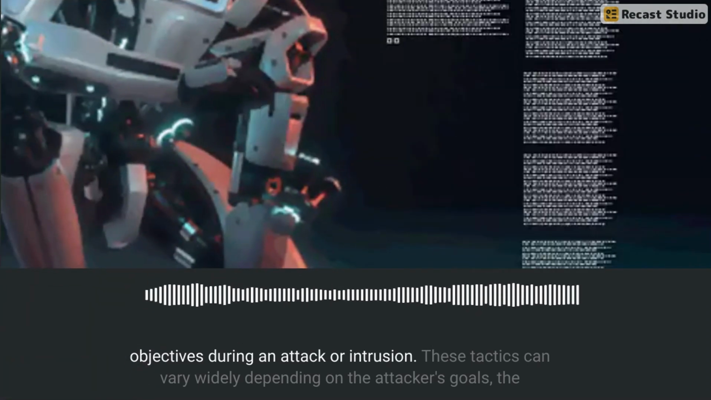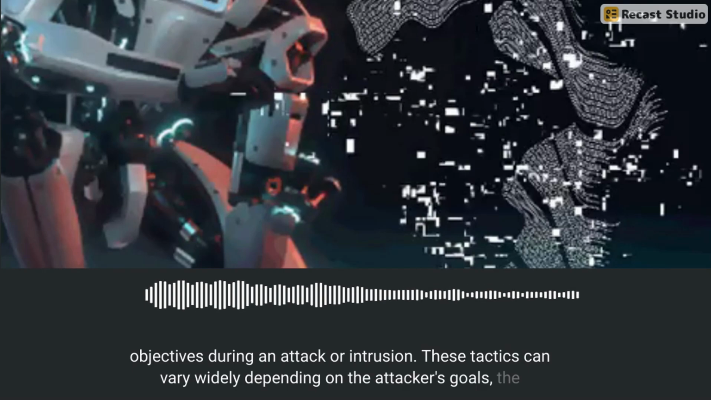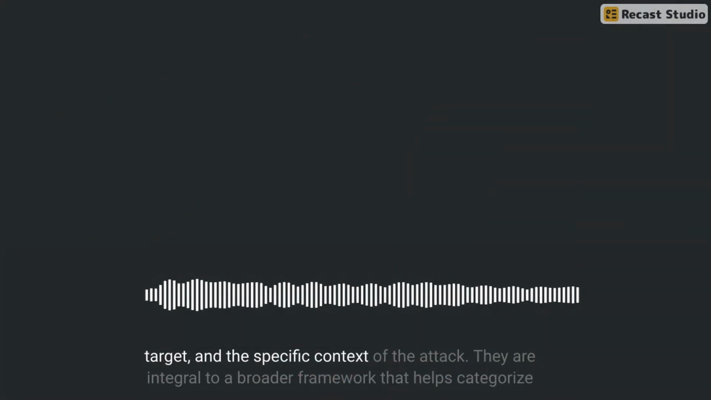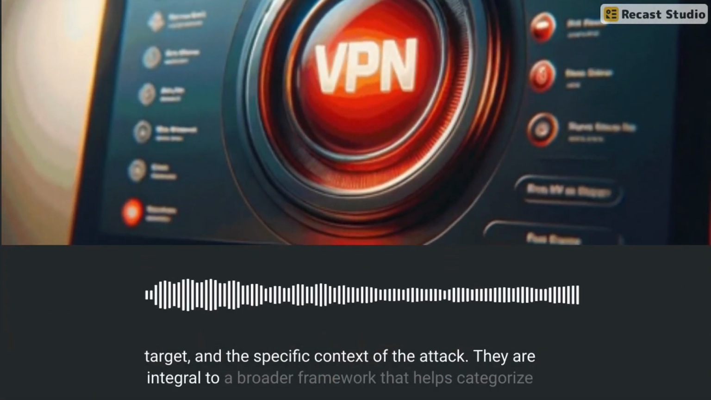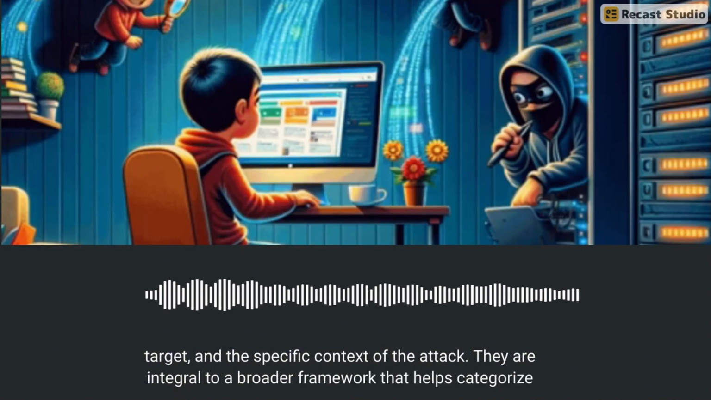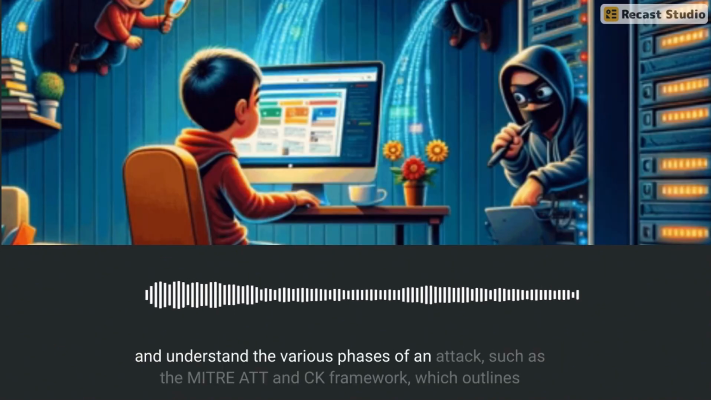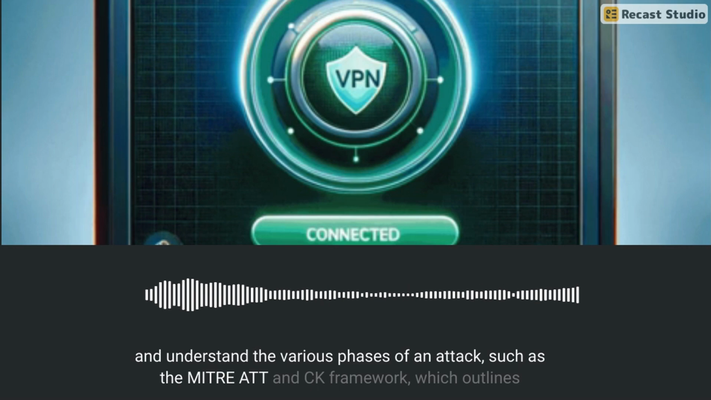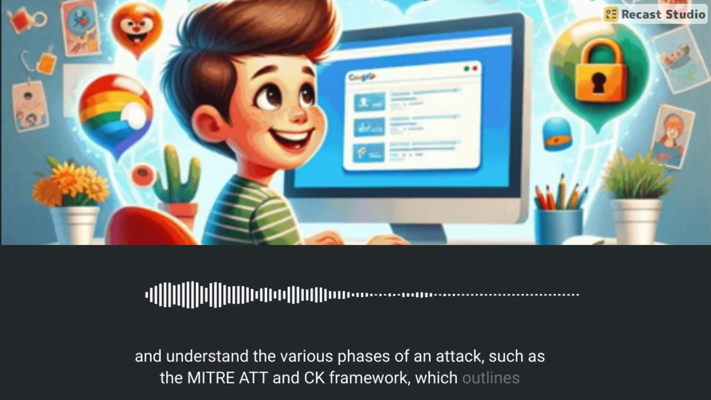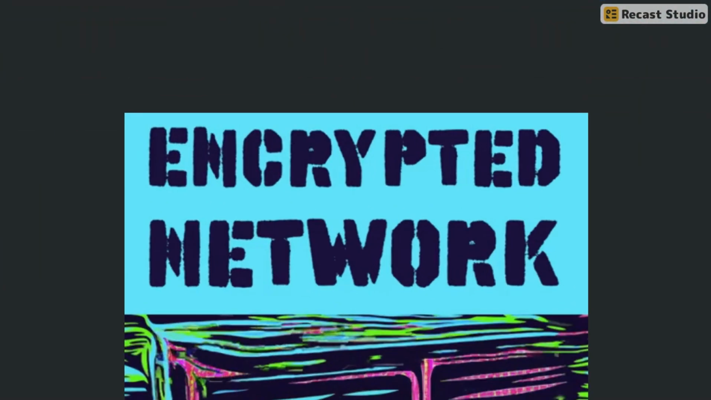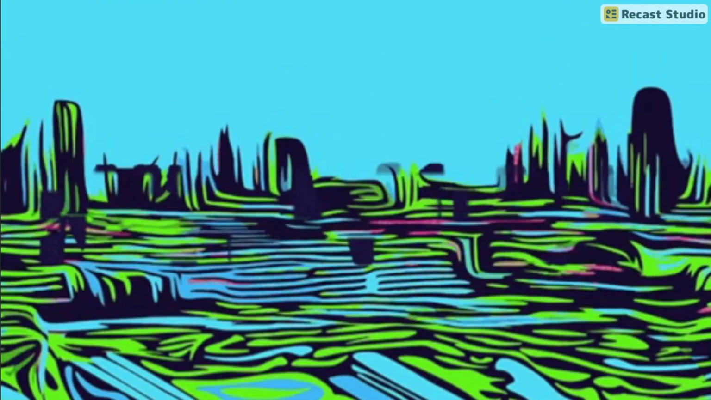an attack or intrusion. These tactics can vary widely depending on the attacker's goals, the target, and the specific context of the attack. They are integral to a broader framework that helps categorize and understand the various phases of an attack, such as the MITRE ATT&CK framework, which outlines specific tactics and techniques employed by adversaries.